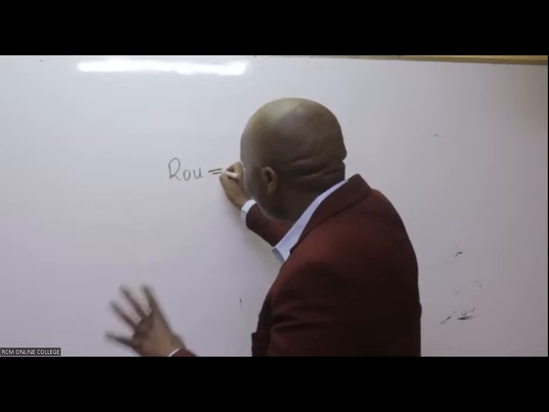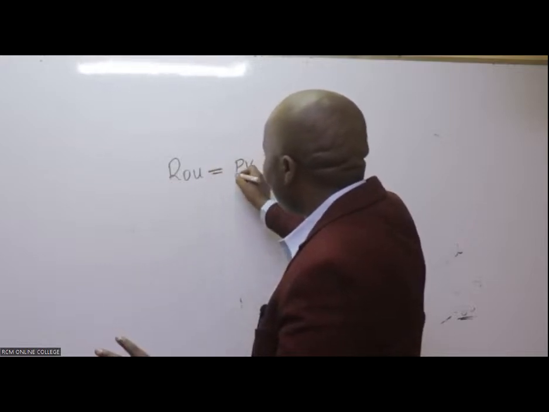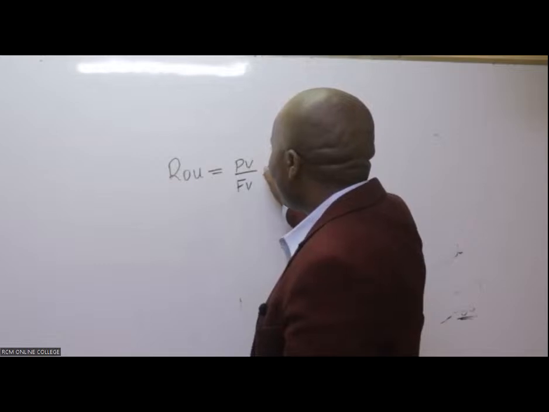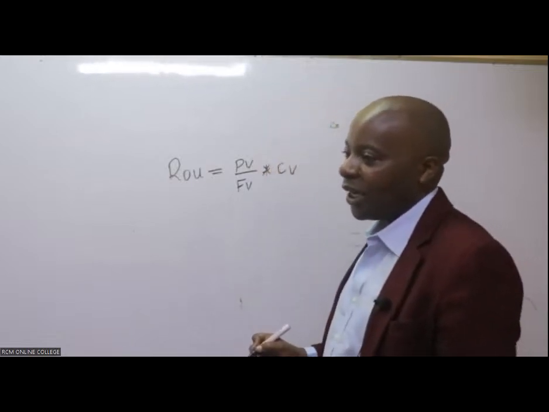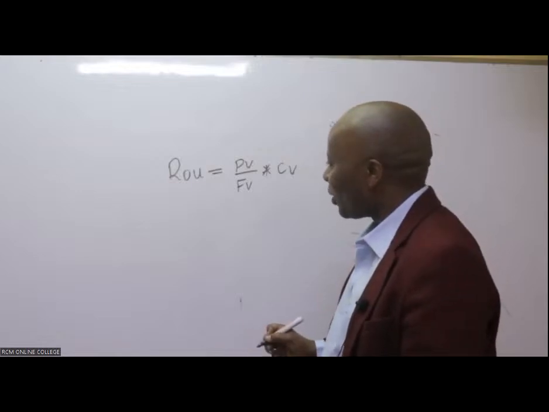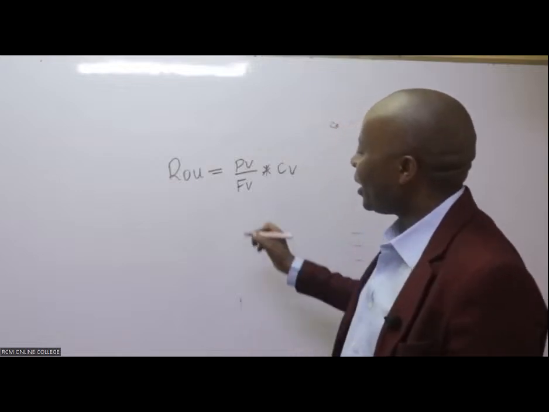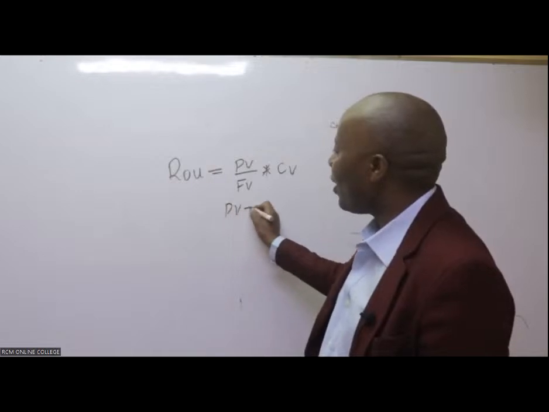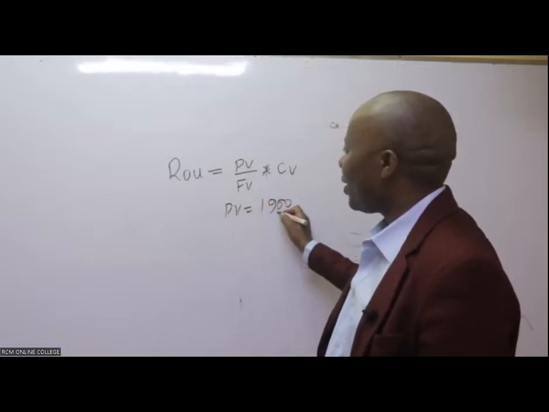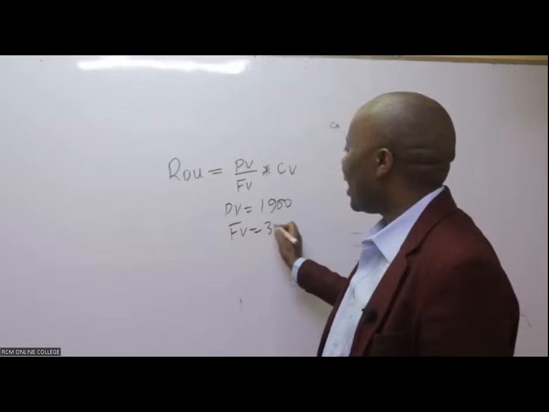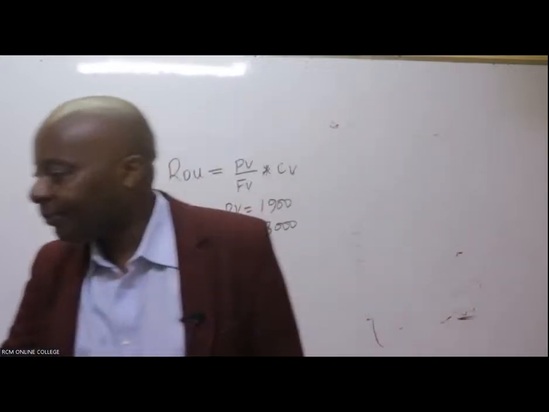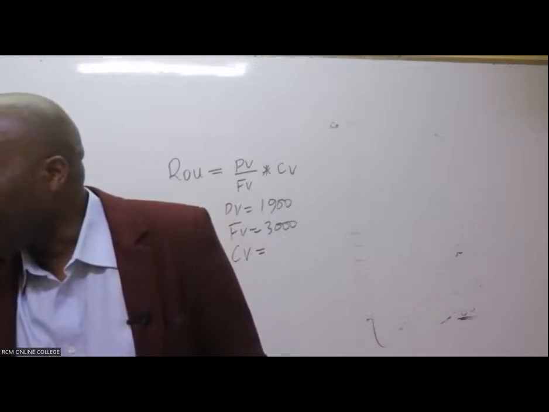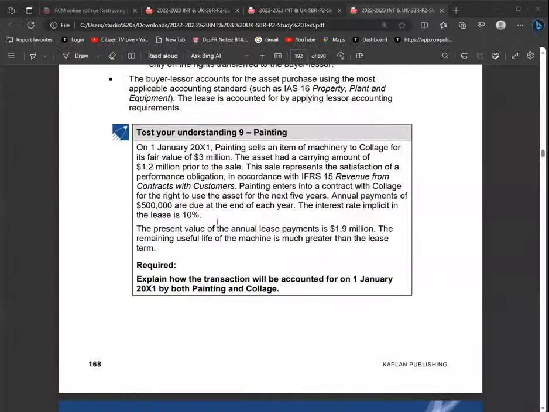So you get a student writing a formula: present value over fair value, times the carrying value. So you ask why. I think it's a student who never took time to understand. In this case, the present value has been given as 1900. The fair value has been given as 3000. The carrying value has been given here as 1200.